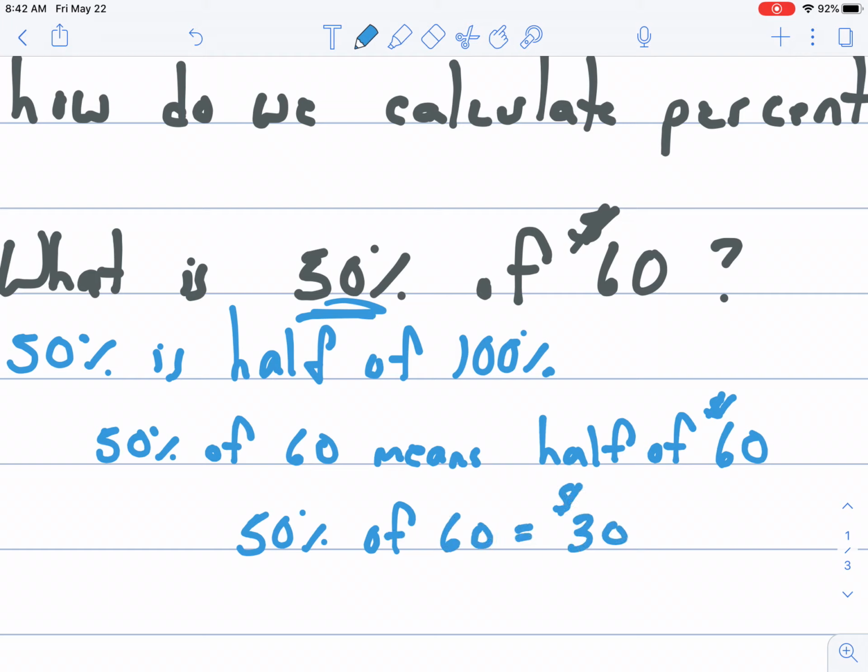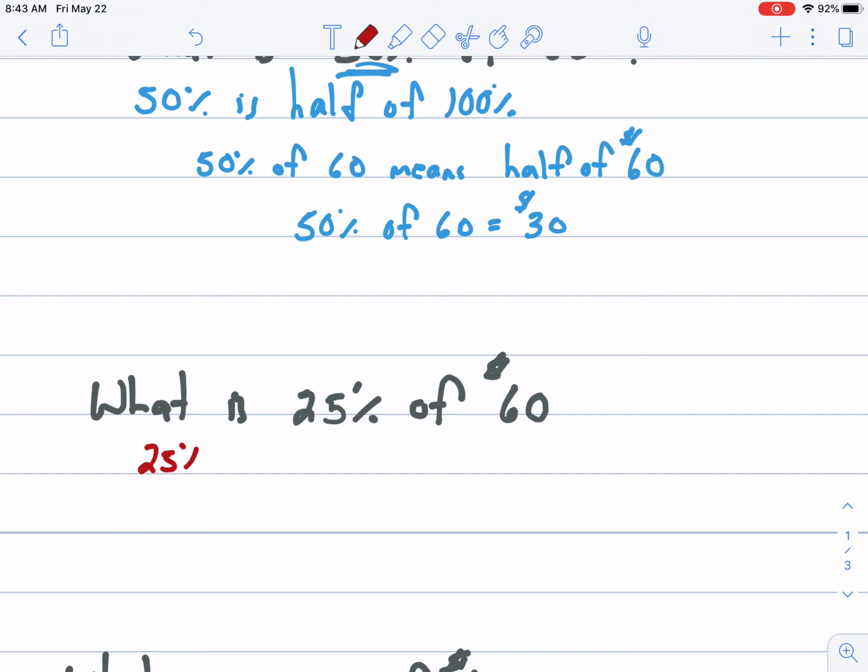Well, what happens if we move on to something else and we're looking at 25%? Well, if we're looking at 25%, I have to actually think about this and say 25% represents a quarter of 100, right? 25, 50, 75, 100. It goes in 4 times. So 25% is a quarter of 60. So what that means is I'm simply dividing my 60 by 4, right? So I can say 25% is a quarter of 60.